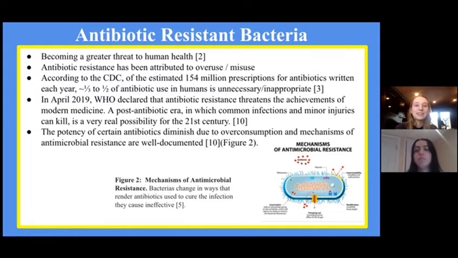Although antibiotics help fight infections, there is a growing problem of antibiotic resistance that is severely harming human health. The potency of certain antibiotics diminishes due to overconsumption, and mechanisms of antimicrobial resistance are well documented. Figure 2 displays the mechanisms of antibiotics when the bacteria they are targeting is resistant to them.